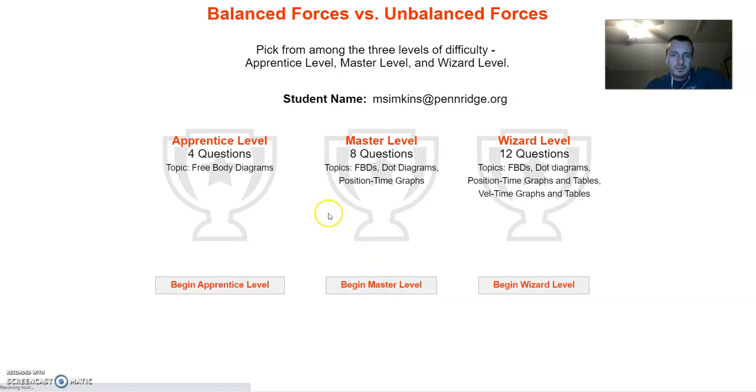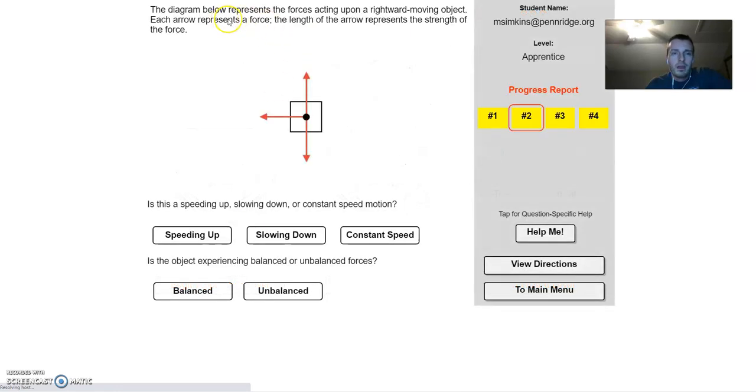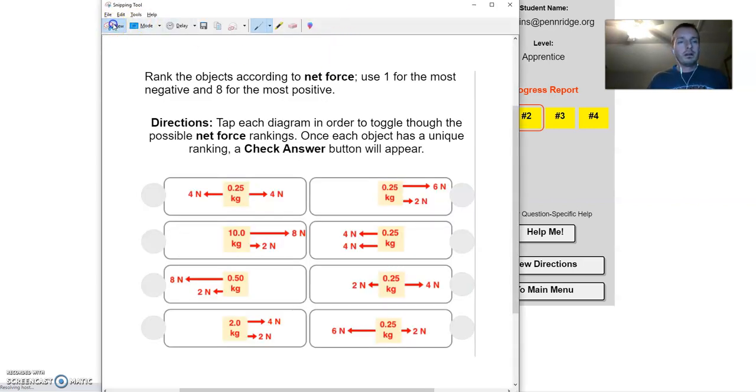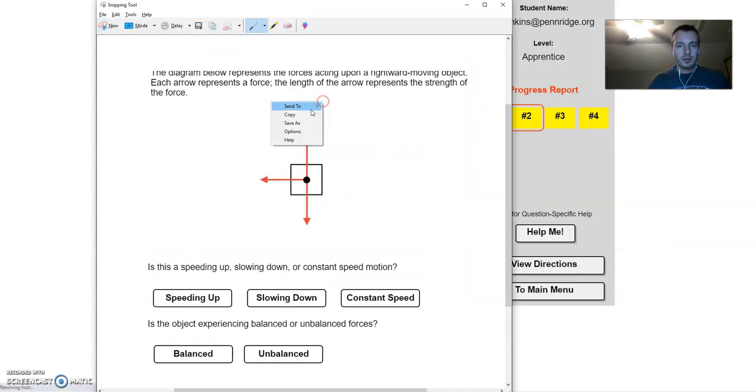All right. There's a couple of different types of questions. So why don't we just do one of each of these? We'll do apprentice level 1 here. All right, this one says the diagram represents the forces acting on a rightward moving object. Okay, and then it says, is it speeding up, slowing down, or at a constant speed motion? Now, you got to read the directions, guys, because it says you're moving to the right. All right, that means something. So it says we're already moving to the right.